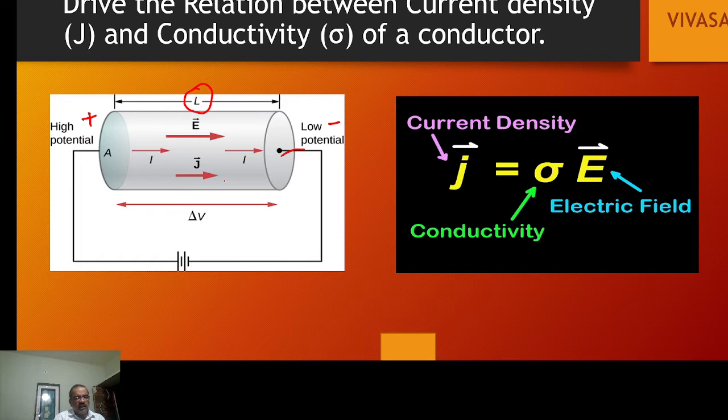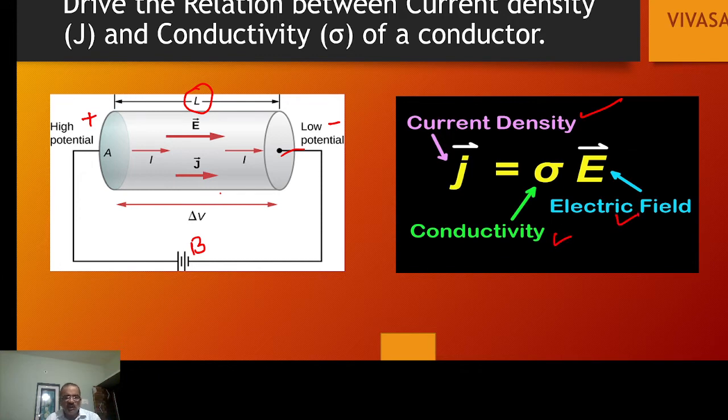And delta V shows the small voltage drop across this length, and this is your battery. The equation shows that vector J is equal to sigma into E, where vector J is the current density, sigma is the conductivity, and E is the electric field.